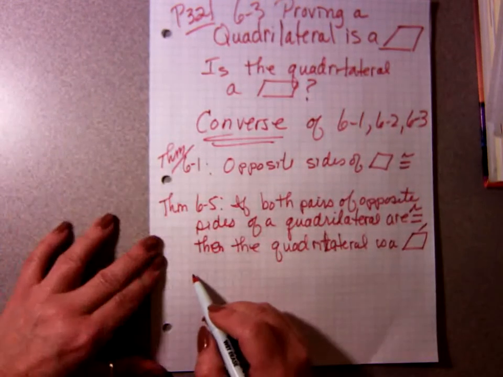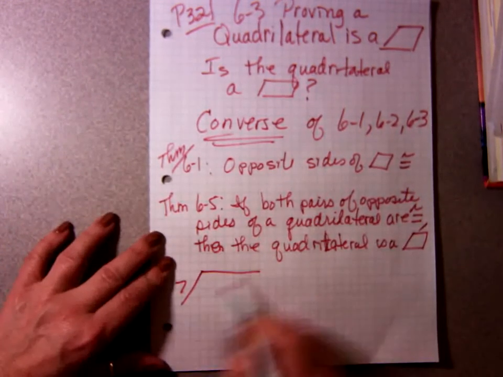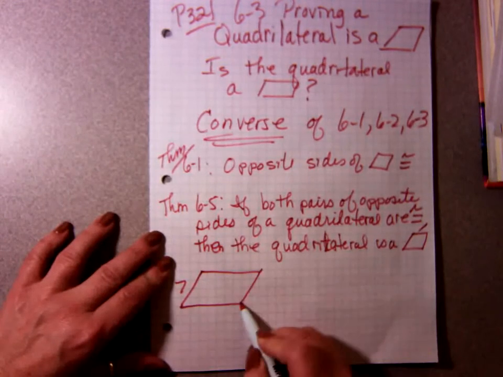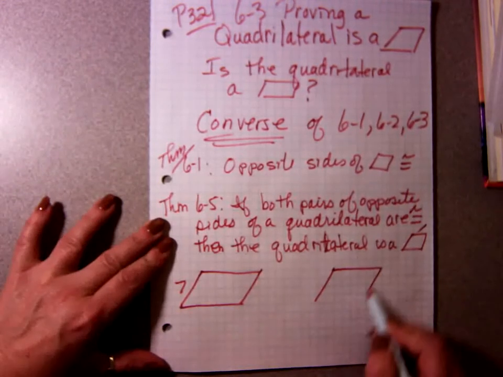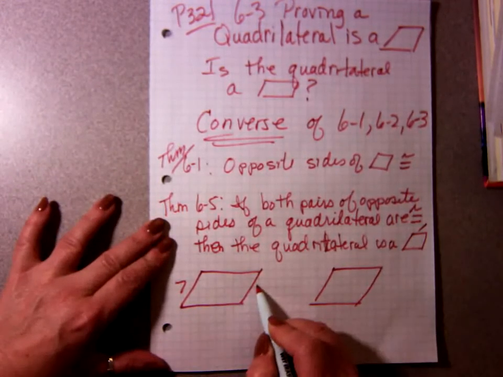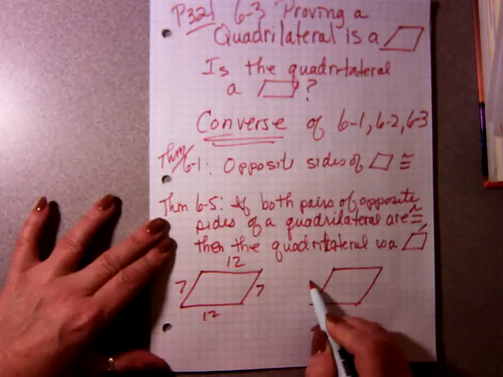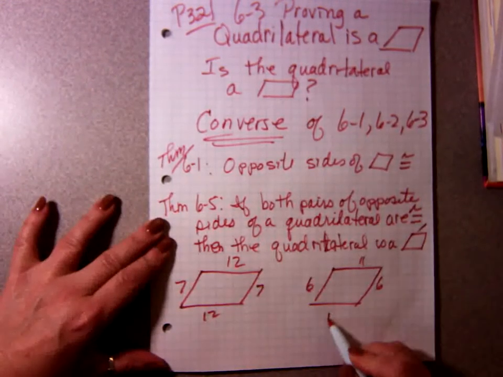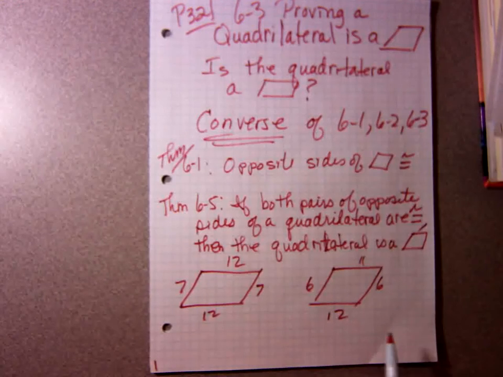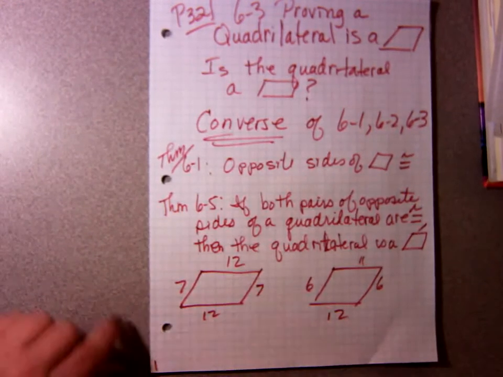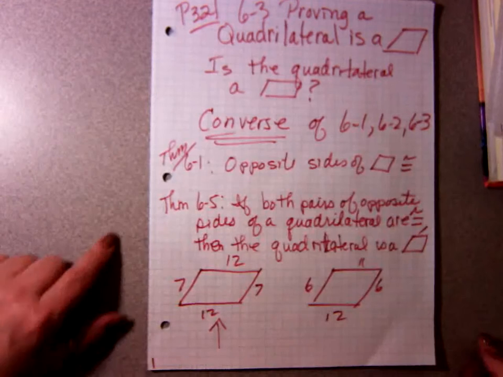So my question to you is, which one of these quadrilaterals is a parallelogram? Is it behind door number 1 or door number 2? Well, you're right. It is the quadrilateral on the left. This is a parallelogram.